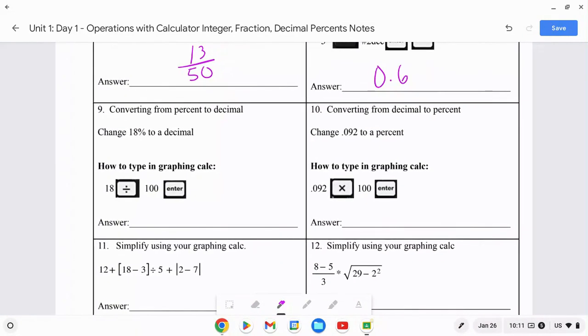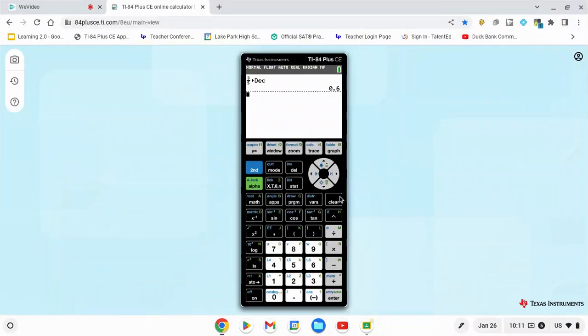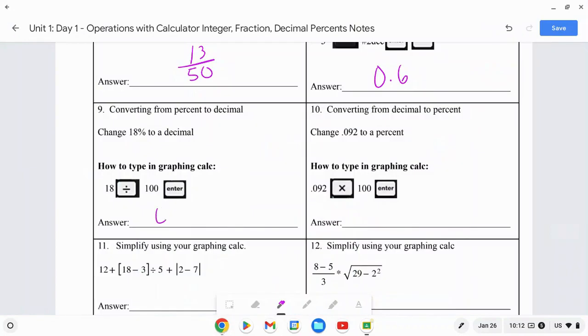Next, we're going to talk about how to convert from a percent into a decimal. So if we want to change 18% into a decimal, the quickest way to do that is just to divide your percent by 100. So I'm going to take 18 and just divide it by 100 and hit equals. Okay, so that's what 18% is equivalent to as a decimal. So again, I'm going to go back here and do 0.18. So that's 18% as a decimal.